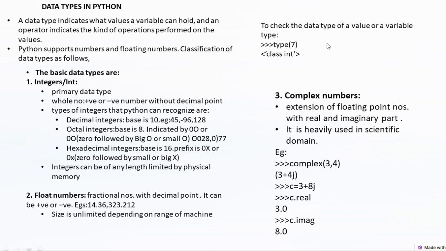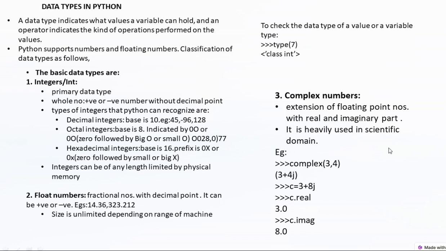Now how do you find the data type? To find the data type of any variable or any value, you can easily do it. Just type type, and within that you write the value or the variable name. You can see the Python interpreter will tell what the data type is, because as I said, it's a dynamic programming language. We do not declare it. Seeing the value, Python itself will give the data type.